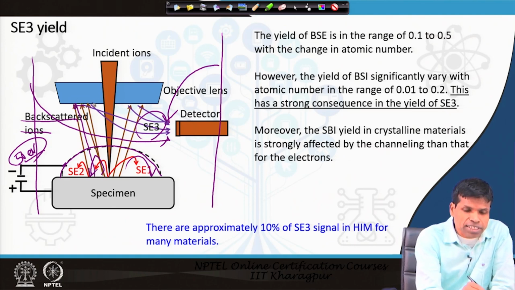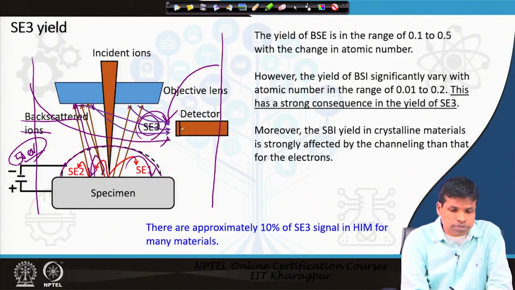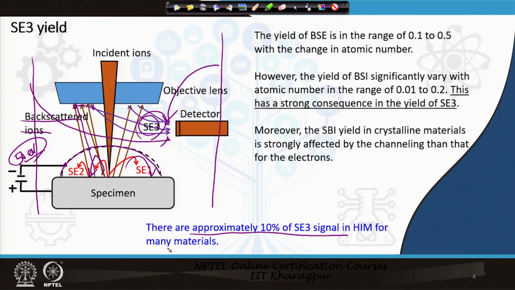Once they come out, strike on the wall or the pole piece, they will produce SE3, and we can know how much percentage of SE3 is coming from the sample. And there are approximately 10% of SE3 signal in helium ion microscope for many of the materials. And this is one thing.